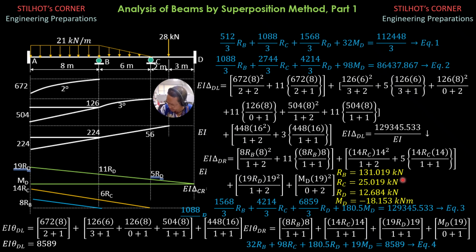Then I want you to solve for AY by statics. It is equal to 90.278 kilonewtons, and moment at A is negative 128.74 kilonewton meter. So that's it for this video. I want you to solve by statics moment at B and moment at C also.